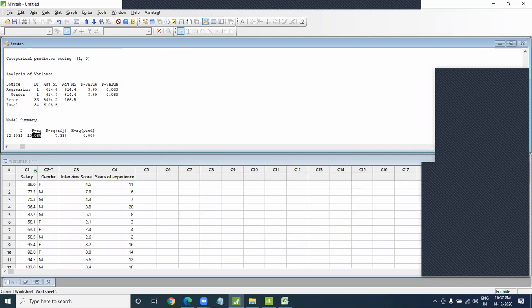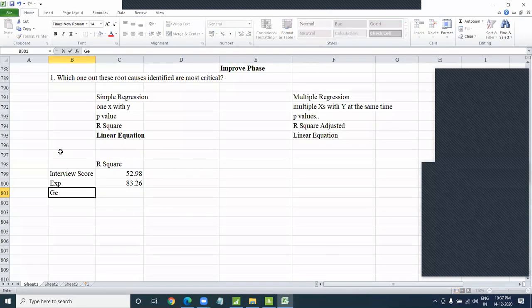Let's look at R square, which is 10.06%. 10.06 is the R square. So I'll just put in the gender here as 10.06. So this was alternate, this was alternate, this was null. Now, what does this R square explain? What does it tell you?